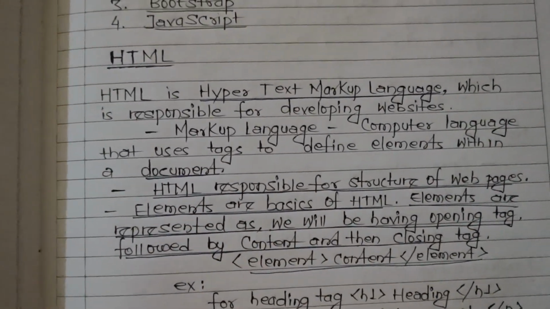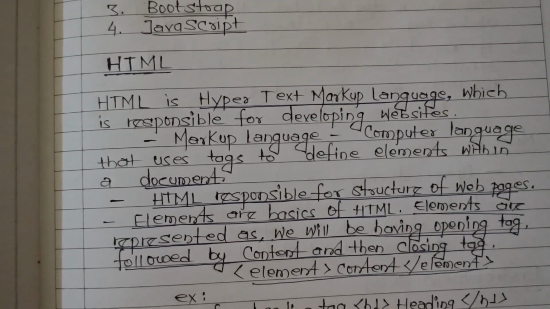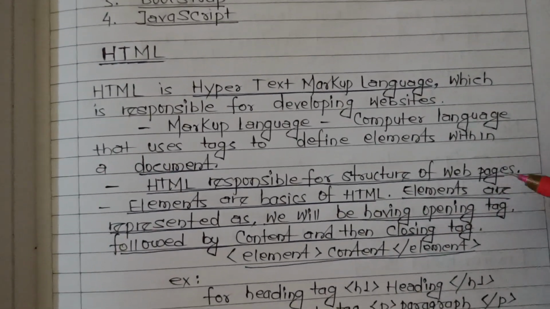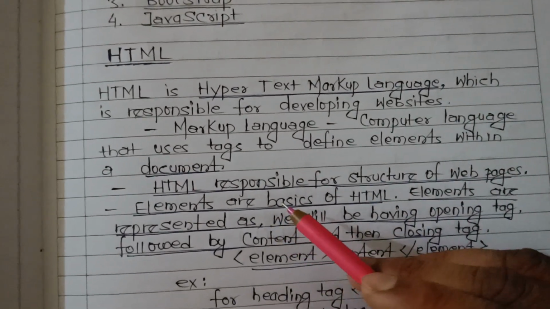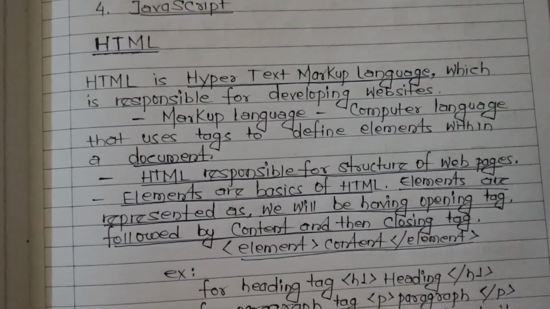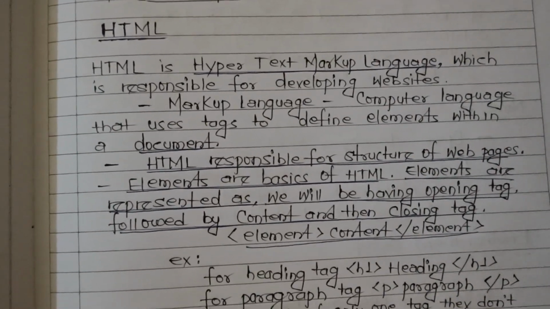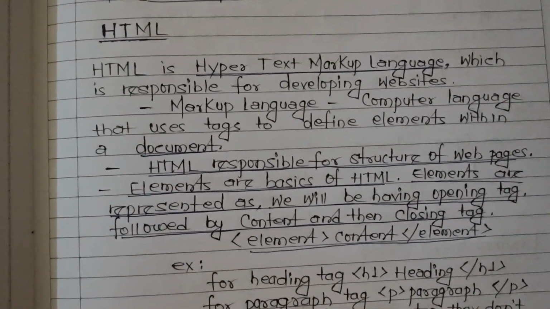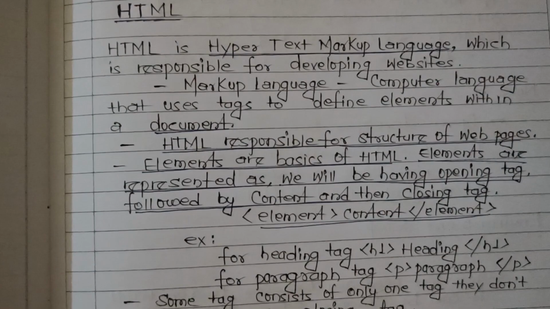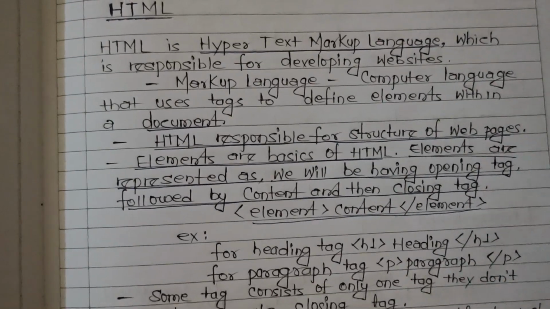As we know, HTML is a hypertext markup language which is responsible for developing websites. Markup language means a computer language that uses tags to define elements within a document, right? HTML is responsible for the structure of web pages. HTML is only the structure of web pages. As you see, when we make any building, first we make a structure, then we put something extra in it. So HTML is the structure of web pages.